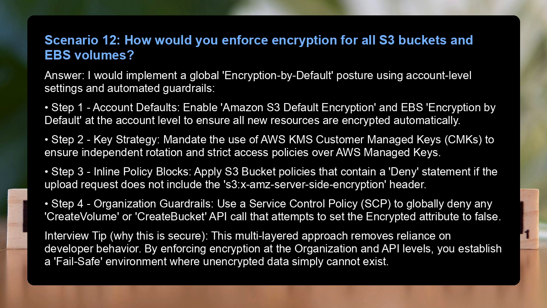Use a service control policy, SCP, to globally deny any CreateVolume or CreateBucket API call that attempts to set the encrypted attribute to false. Interview tip. Why this is secure. This multi-layered approach removes reliance on developer behavior. By enforcing encryption at the organization and API levels, you establish a fail-safe environment where unencrypted data simply cannot exist.